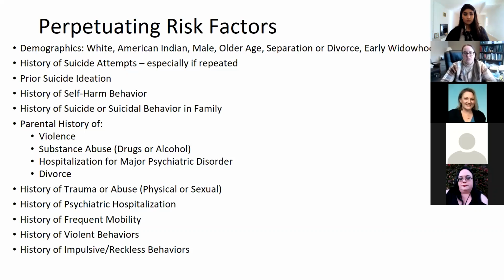Important diagnoses to keep in mind: mood disorders, most common, 60% of individuals who complete suicide have a documented mood disorder, schizophrenia, substance abuse, and personality disorders. Research suggests that 90% of people who complete suicide have a DSM diagnosis. 90% of adults have a DSM diagnosis, but with adolescents, only about 60% of them have a DSM diagnosis.